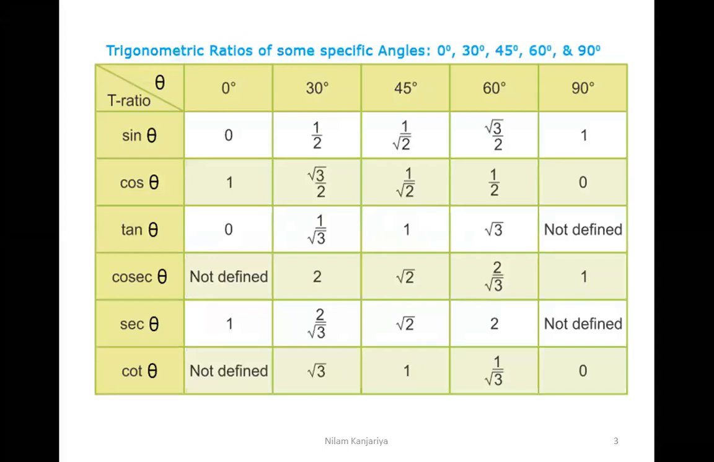First of all, you all know about the T ratios. T ratios means the 6 functions which depend on trigonometry, and they are sine, cos, tan, cosec, sec, and cot. They are all 6 trigonometric functions. First of all, we can define them, then find their values, and then decide how we could derive this table.